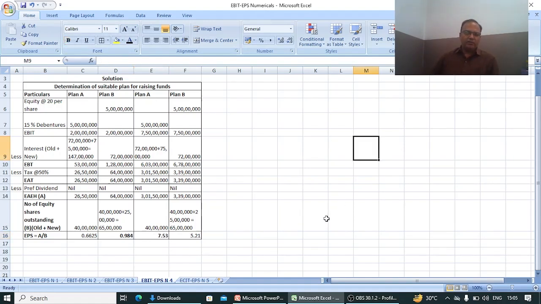So if we follow the same pattern in the case of the second situation where EBIT is 7.5 crore, then the result is different. Here the calculation suggests that the organization has to collect the fund by issue of debentures, because in that case the EPS of the firm is better in comparison to the last one.